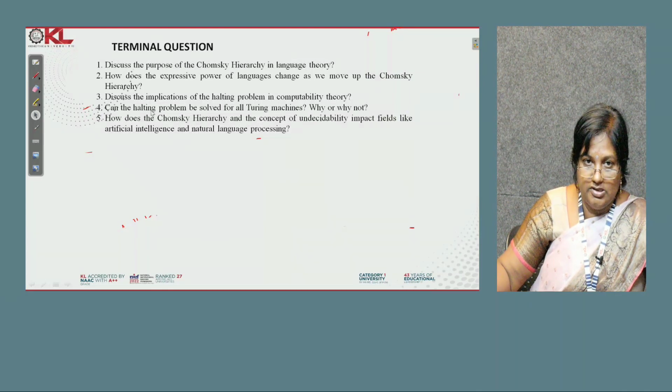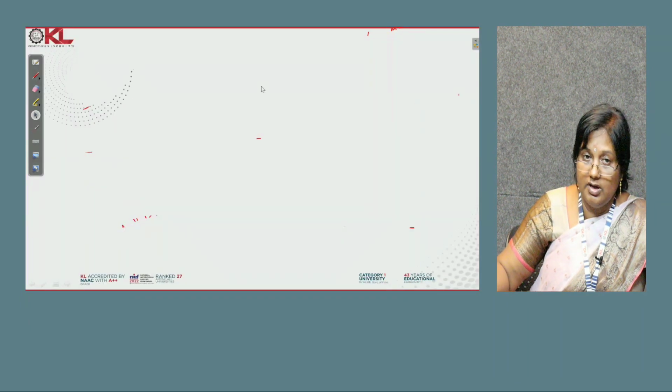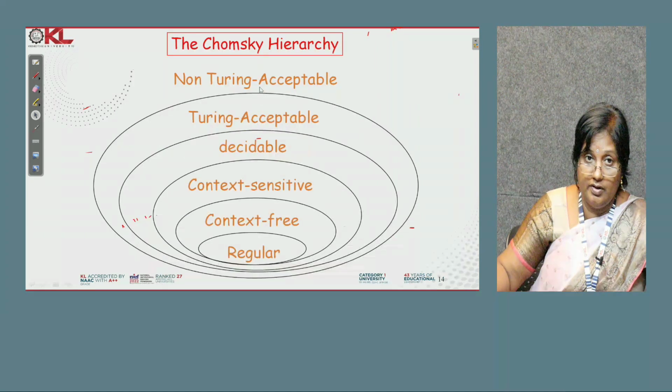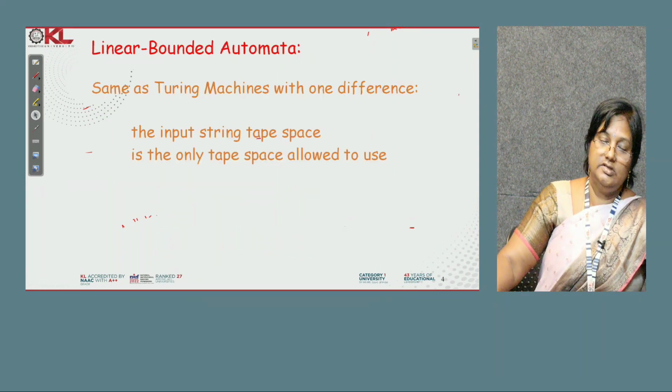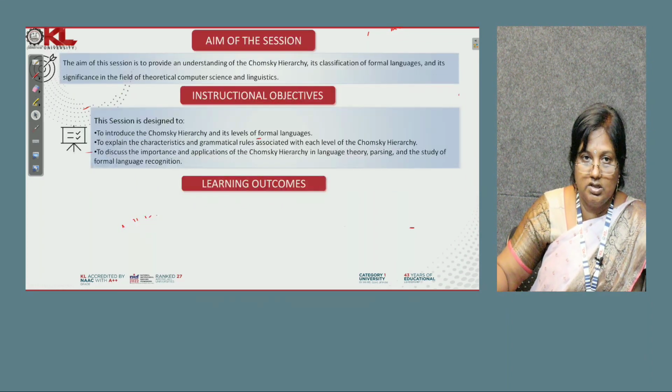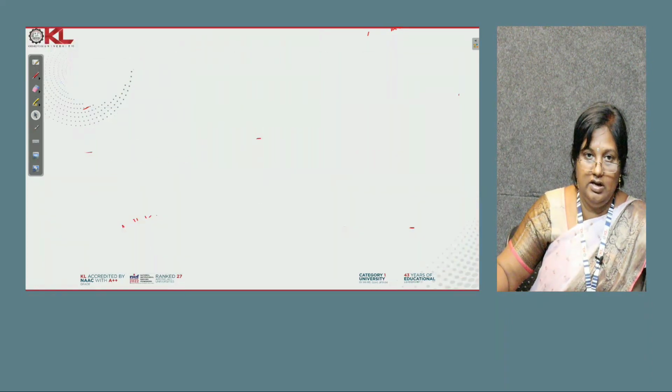And can we solve the halting problem for all Turing machines, and why not? We can discuss the halting problem there, because for some Turing machines, whatever you give, halting will not be done. That is where the problem becomes the halting problem: there is no halt, it will always stay in the iterations only. That's why the halting problem comes.